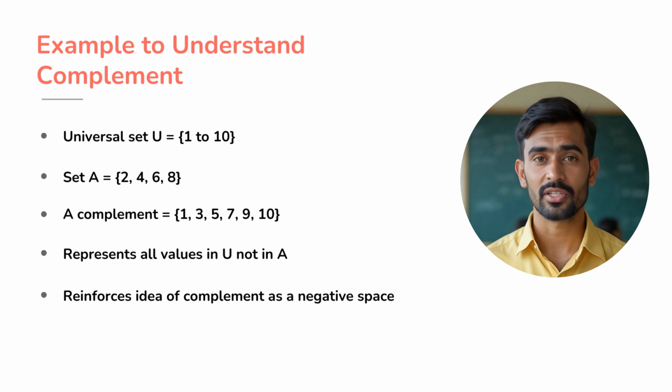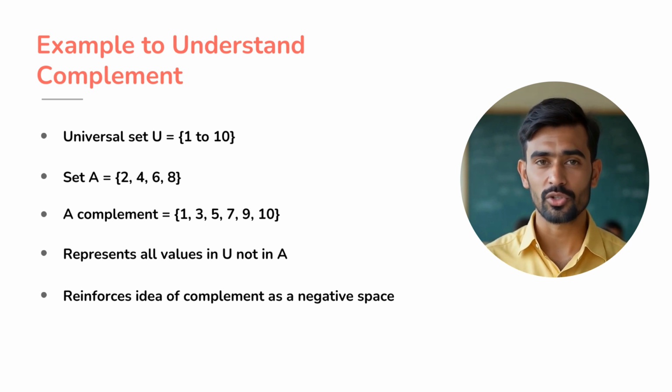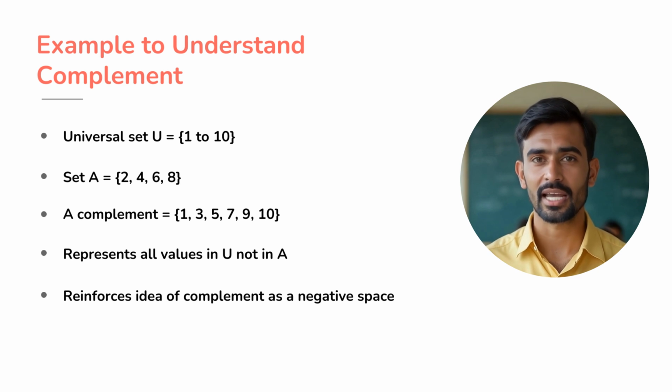Let's take a universal set U equal to 1 to 10. Now suppose set A is equal to {2, 4, 6, 8}, the even numbers. Then the complement of A includes all the elements in U that are not in A. So A complement is equal to {1, 3, 5, 7, 9, 10}. This tells us what A is missing within the universe U.